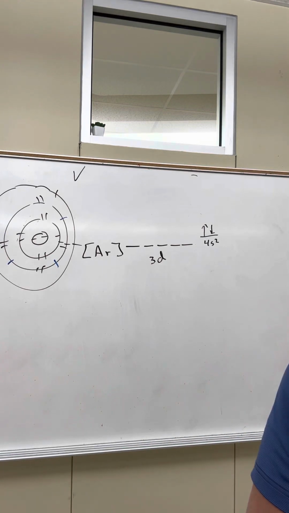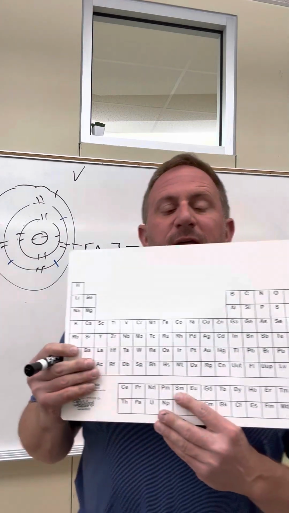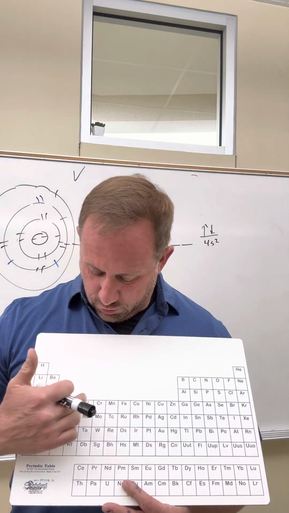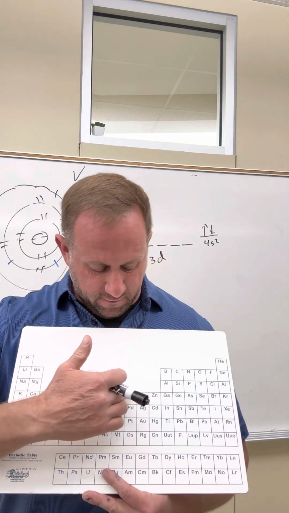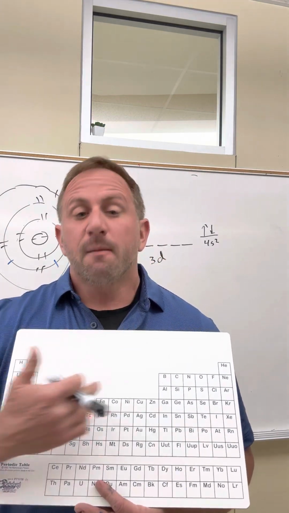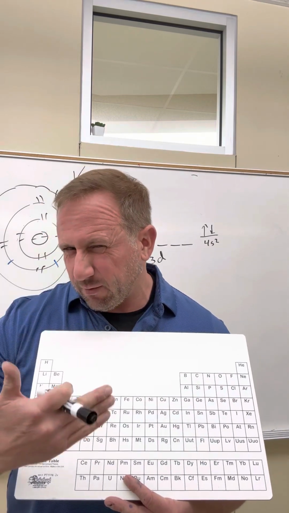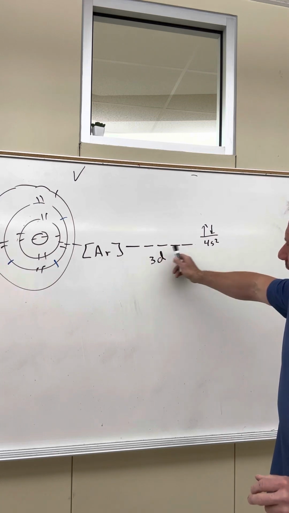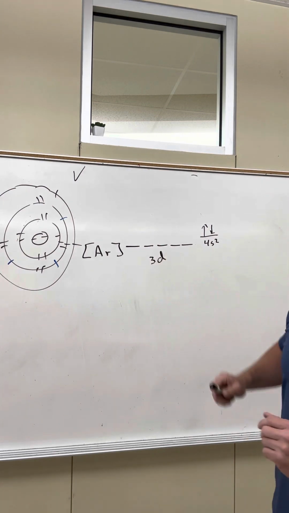All right, last little bit on electron configuration. When we look at these, we can start seeing that the D subshell has 10 electrons that can fit in it. That's why we have 5 orbitals: 1, 2, 3, 4, 5, and 2, 4, 6, 8, 10.